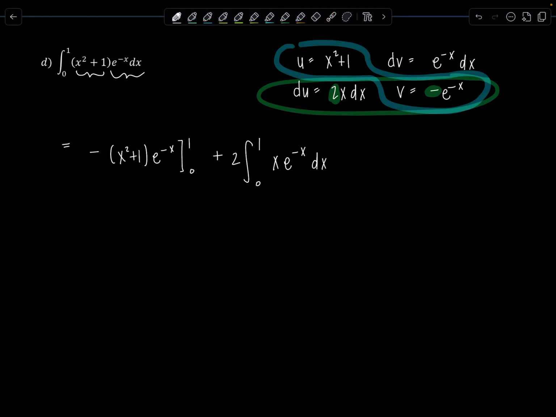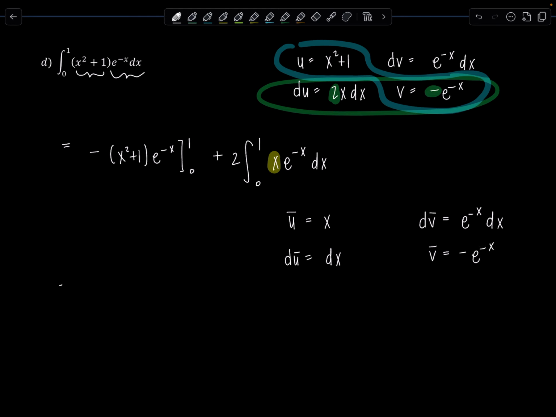However, we already used up the variables u, v, etc., so we have to call them something else. Usually we just add a bar. So we have u bar, dv bar, du bar, and then v bar. Again, u bar should just be x. dv bar is going to be e to the negative x dx. And then du bar would be dx. And then v bar would be negative e to the negative x.